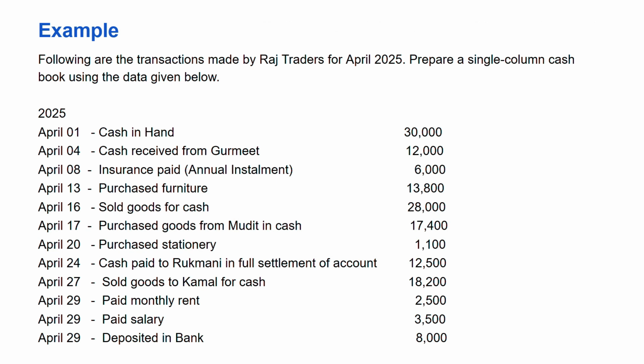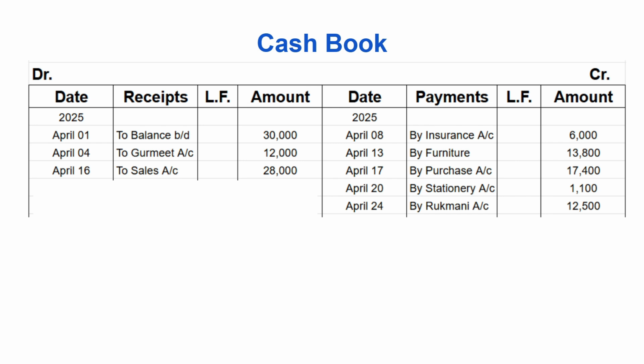Let's see how we'll record it. April 24, by Rukmini account 12,500. Cash goes out of the business. So credit side, corresponding entry, by Rukmini account.